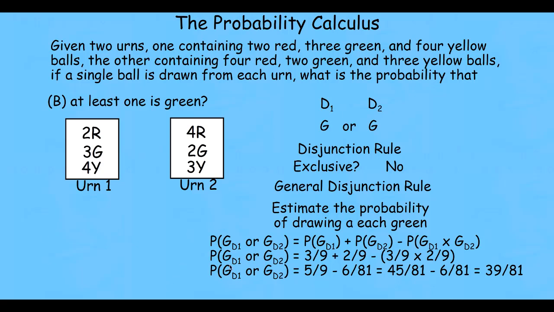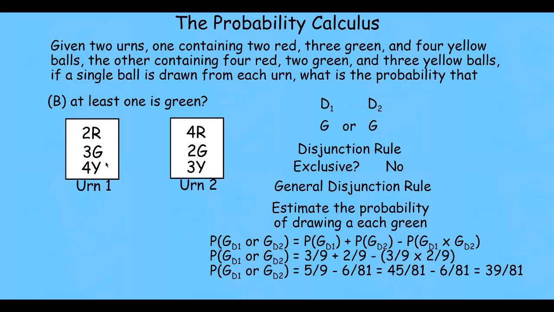So now I say, okay, look, the probability of drawing a green from urn 1 or a green from urn 2 or both is going to equal the probability of drawing a green from urn 1 plus the probability of drawing a green from urn 2 minus the probability of drawing a green from both urns. Remember, we have to subtract out the conjunction for our general disjunction rule. If you don't remember why that is, you might want to go back to that module and review it really quick so you make sure you know what you're doing when you're solving these problems and choosing between general and restricted disjunction rules.